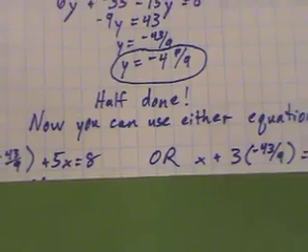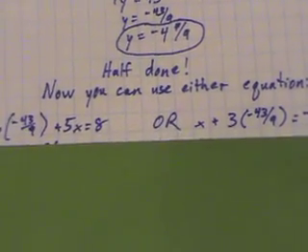Negative 43/9 is an ugly fraction, isn't it? Oh well.